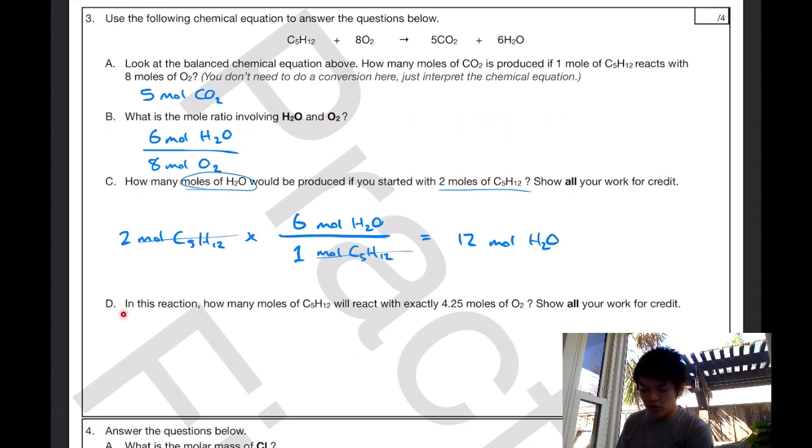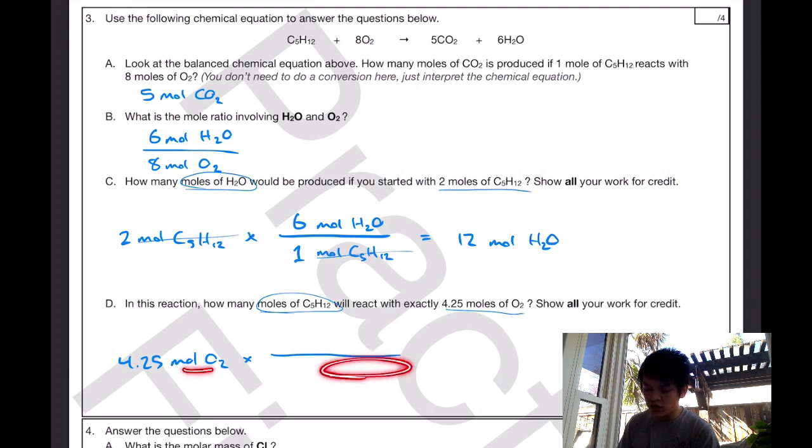Letter D. In this reaction, how many moles of C5H12 will react with exactly 4.25 moles of O2? Show all your work for this. We're going to do the same thing here. We circle what we're trying to convert to, underline what we're starting from, and write down what we are starting from: 4.25 moles O2. Since we're doing a conversion, times, draw a line. The unit on the bottom is the unit we're starting with, moles of O2. The unit we're converting to is the one we circled, moles of C5H12.